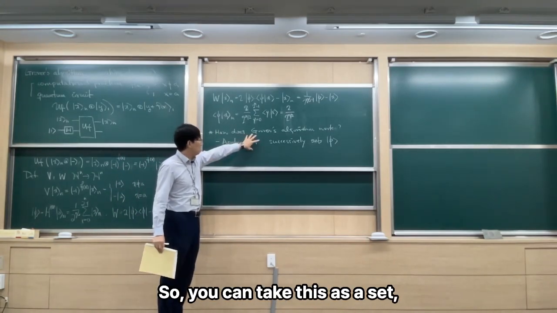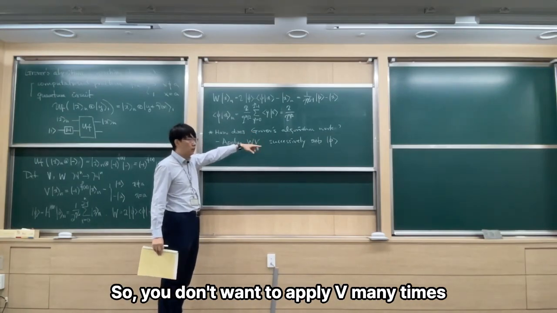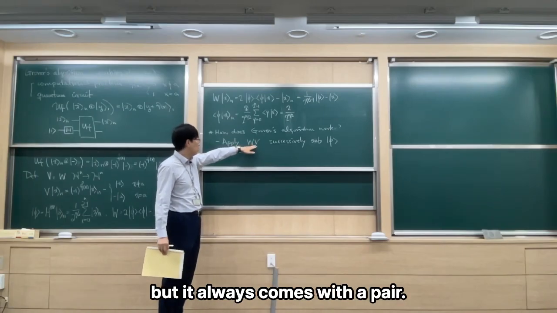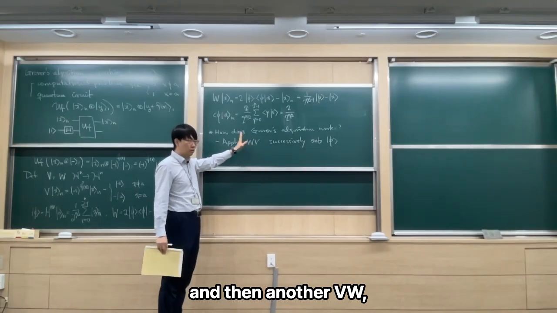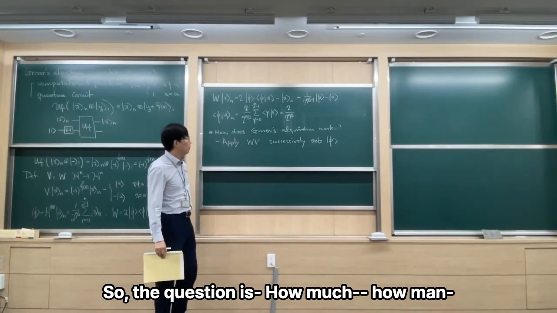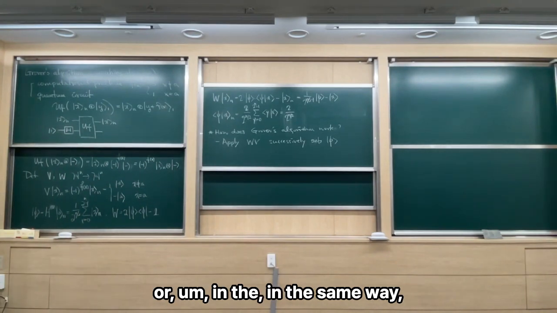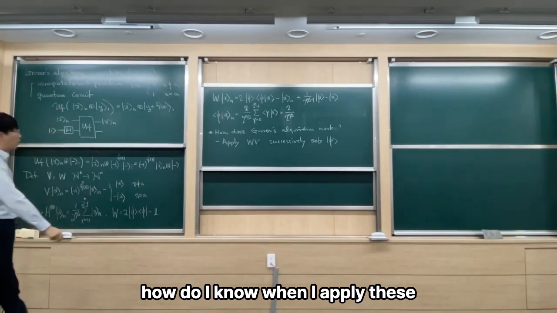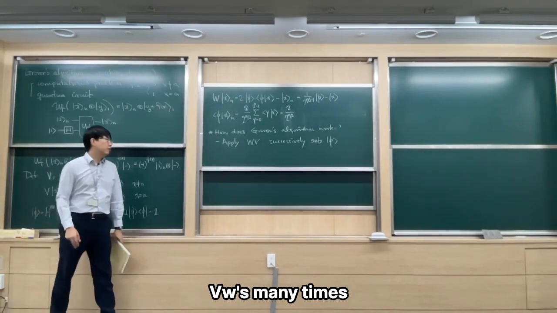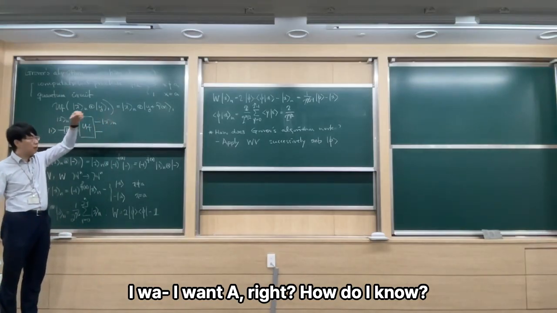So you can take this as a set, as one unitary gate. You don't want to apply v many times or w many times, but you always come with a pair. v, w, that's one iteration, and then another v, w, that's a second iteration, and so on. So the question is, how many times do I have to apply v, w? Or in the same way, when should I stop? And another question is, how do I know when I apply these v, w many times that I can get what I want? So I want A, right? How do I know?